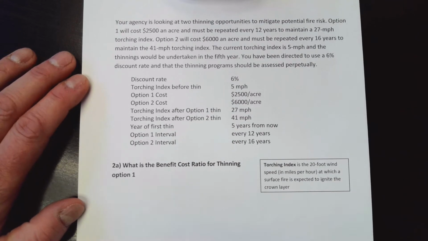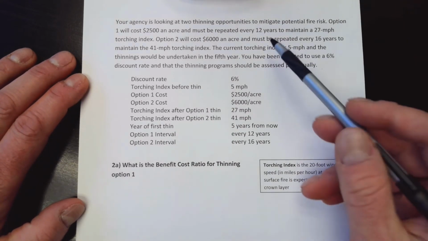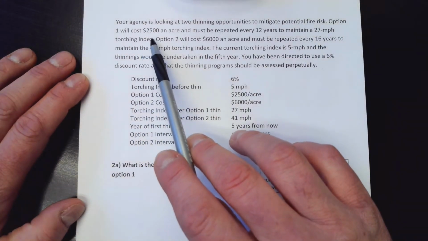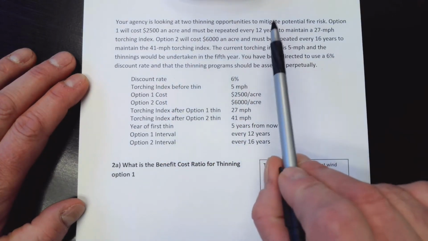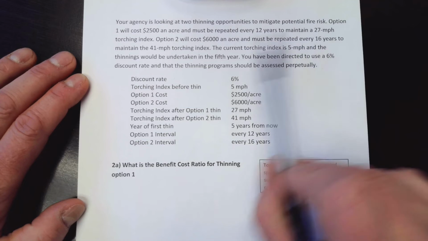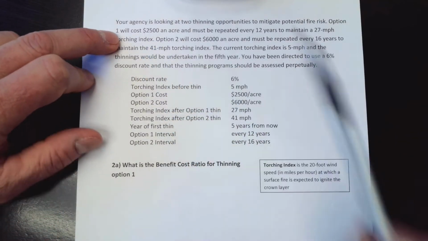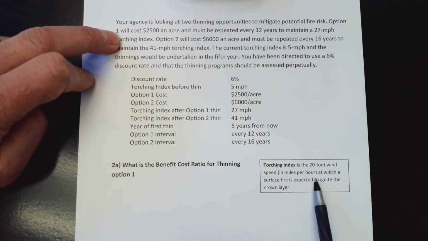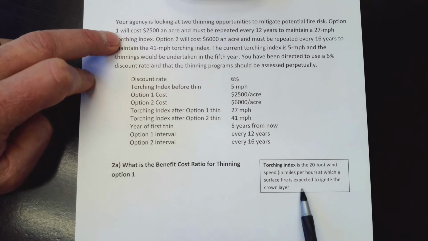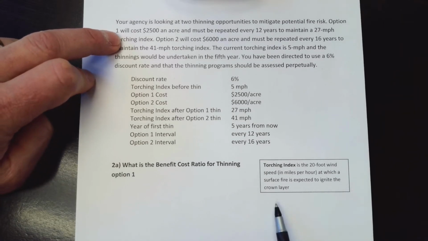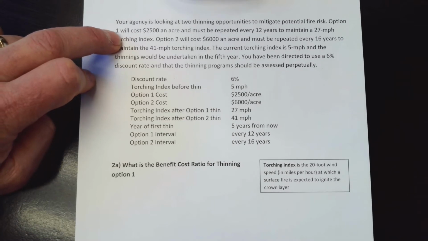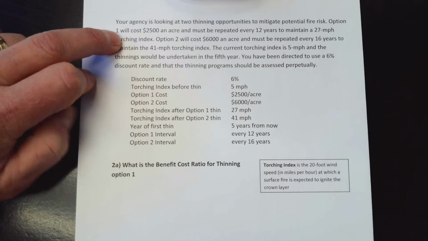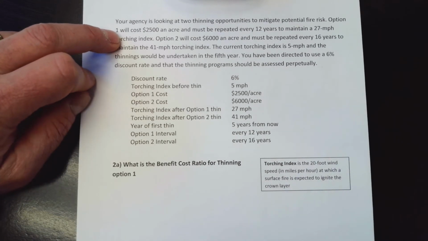Your agency is looking at 2 thinning opportunities to mitigate potential fire risk. Option 1 will cost $2,500 an acre and must be repeated every 12 years to maintain a 27 mile per hour torching index. So pause there. Torching index is the 20-foot wind speed in miles per hour, at 20 feet in the canopy, at which a surface fire is expected to ignite the crown layer. So a higher number means it's going to take more wind for that fire to get from the ground up into the canopy, and I'm assuming we don't want that.